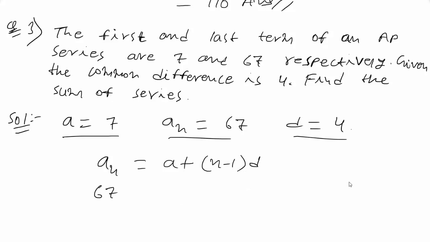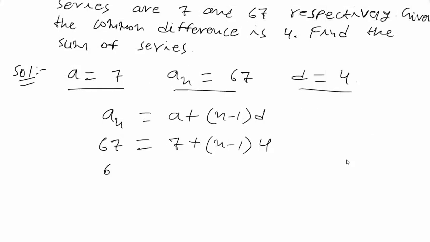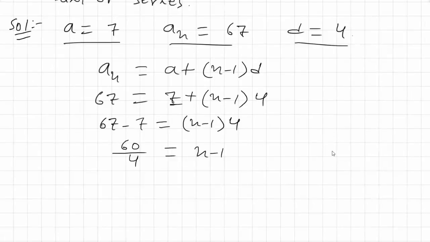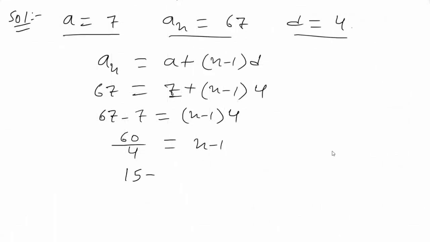So here a_n is 67, a is 7, n we don't know, and d is 4. So from here we can get the value of n. 67 - 7. The 7 is added on the right side, so on the left side it will get subtracted. So 60 by 4. 4 is multiplied, so it will get divided. 15 times. 4 times 15 is 60. So 15, and this 1 will get added here. The value of n is 16. So there are 16 terms in the given series.